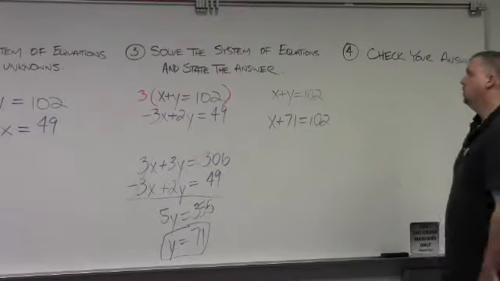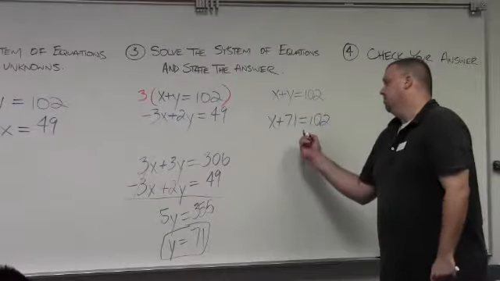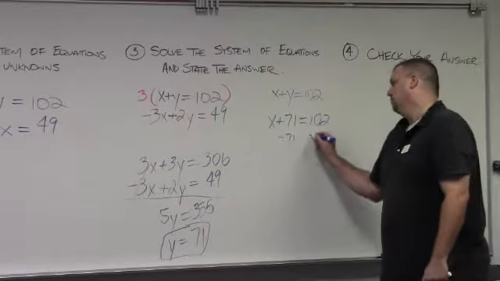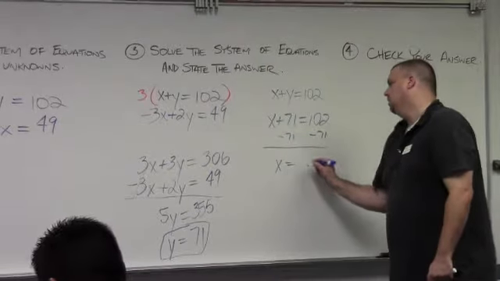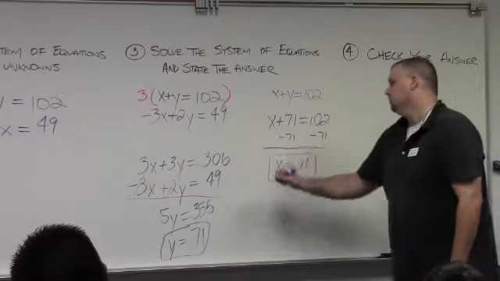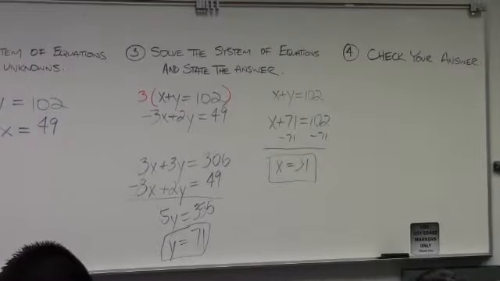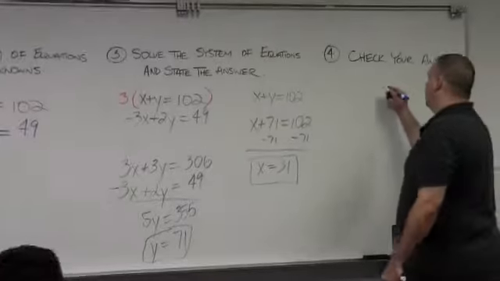So we're going to replace y with 71. So how can we get x? Okay. So x ends up being 31. So we think we have our answers, x equal to 31 and y equal to 71. But to really make sure, let's go back and check our answers.